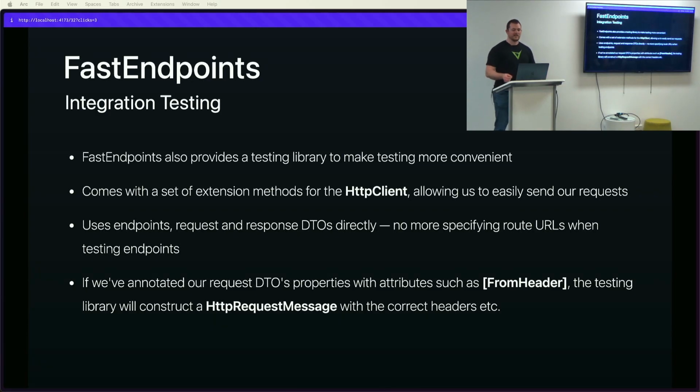It uses any annotations on the request DTO's properties to construct an HTTP request message with the data in the right place. For example, if we have a property with the FromHeader attribute, the HTTP message will be constructed with that as a header in the request, instead of adding it to the JSON body. So just touching lightly on unit testing as well, the library does provide us with a factory to create instances of our endpoints, which we can easily throw mock dependencies into, so we can test the handler functionality directly as well.